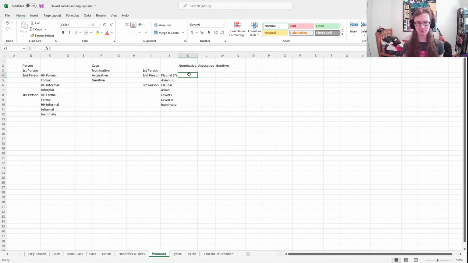So, nominative, accusative, genitive. The next thing is, how do we want to mark formality on here? We had discussed that we are going to want a way to express formality and informality for certain. We might actually remove our Hess specifically for head of households. Or not. Because we did say the head of household position is a title, but it's also a Flaunal only title.